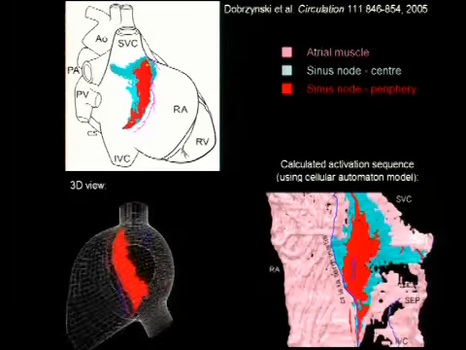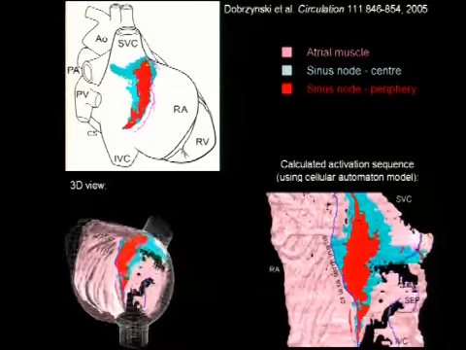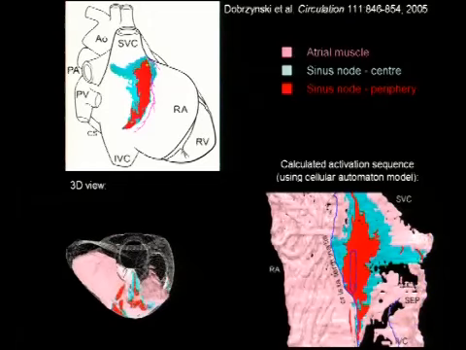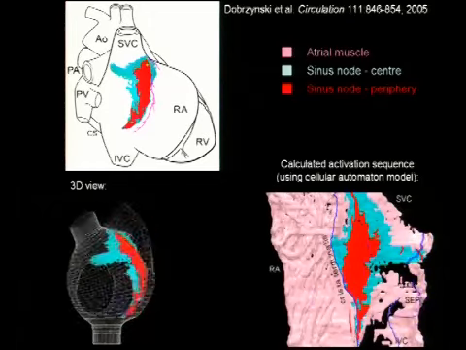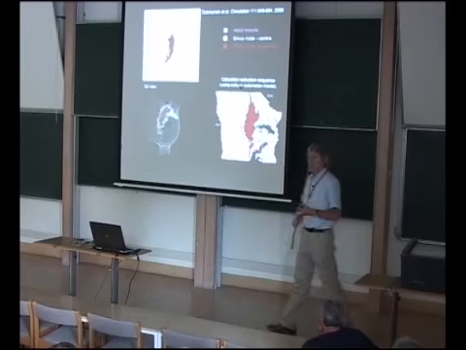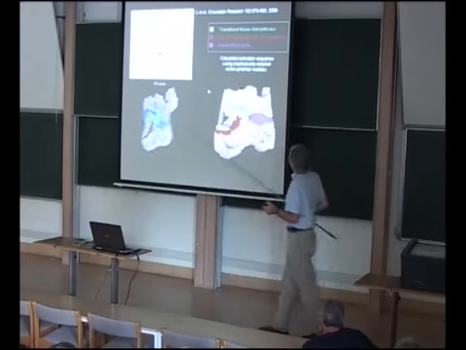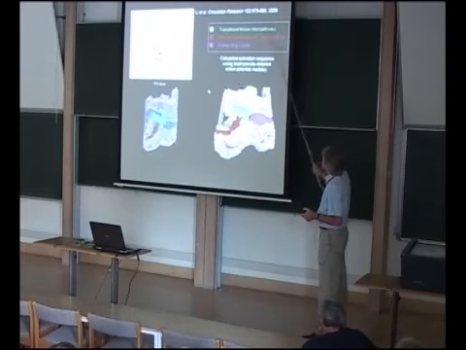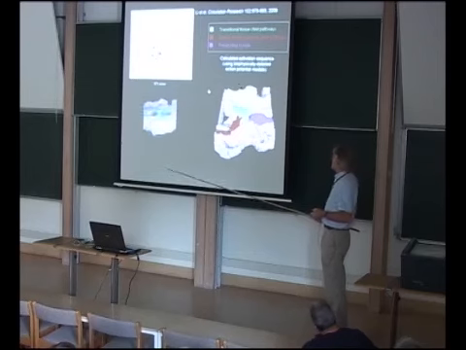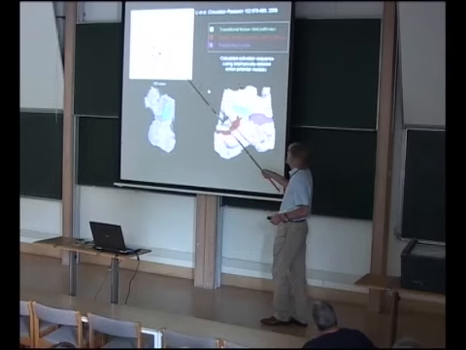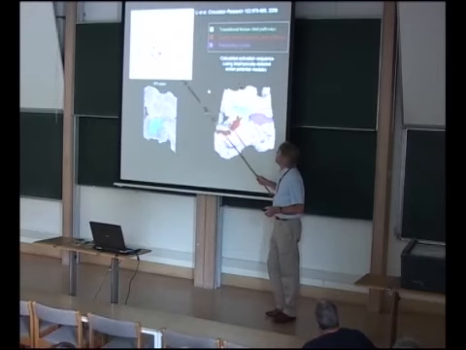Now we're using these models to compute action potential conduction through the tissue. And so here we're using the very simple cellular automaton model to calculate the activation sequence of this preparation. And the calculated activation sequence is very similar to that seen in experiments.